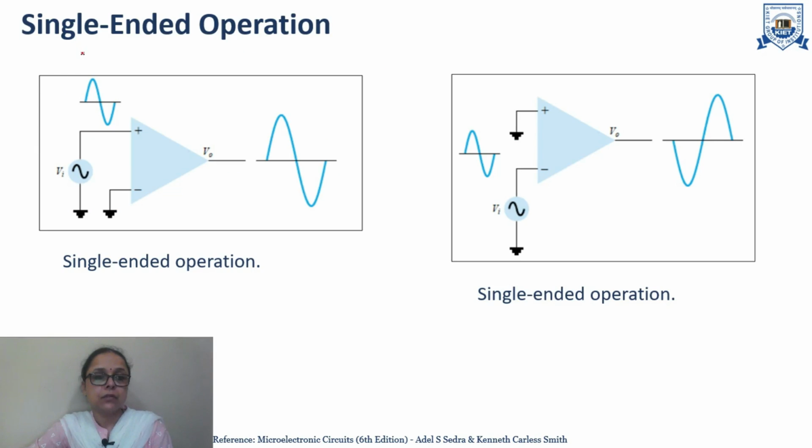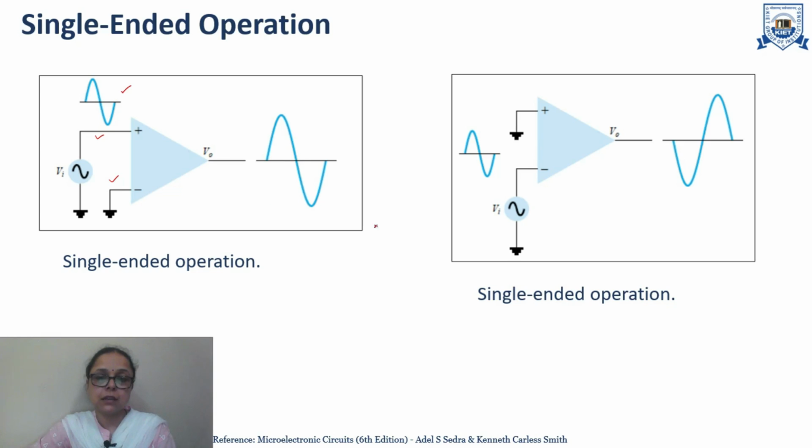Now the op-amp, because of its double input, has different modes of operation. One of the modes is single ended operation. What is the meaning of single ended operation? The op-amp has two input terminals, positive and negative. So the input can be applied either at the positive terminal or at the negative terminal. Let's say the input is applied at only the positive terminal and the second terminal is at ground. So the output will be in the same phase as that of the input. This is the single ended operation.